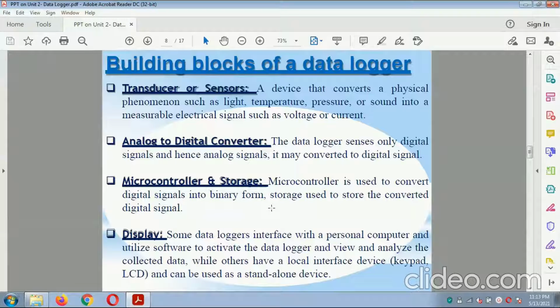Display. Some data loggers interface with a personal computer and utilize software to activate the data logger and to view and analyze the collected data, while others have a local information device, that is, a keypad and LCD, and can be used as a stand-alone device.